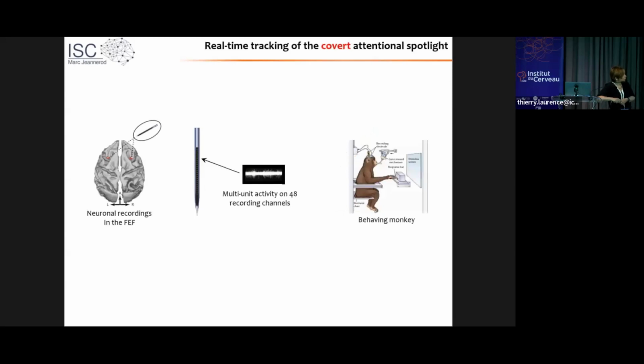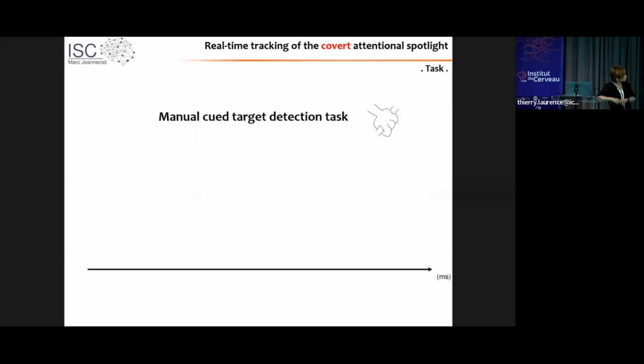In my lab, we have contributed to this relationship between perceptual decision-making and attention. In most of the experiments I will be presenting, this is the setup. We are recording bilaterally from the prefrontal cortex in the frontal eye fields. We use multiple recording channels, 48 in total, and we have macaque monkeys performing complex attentional tasks of this type.